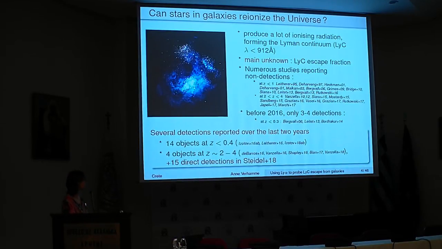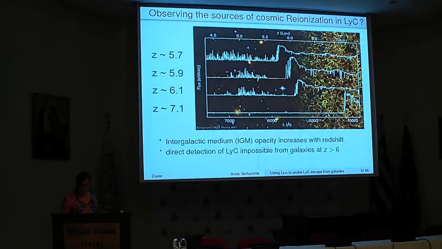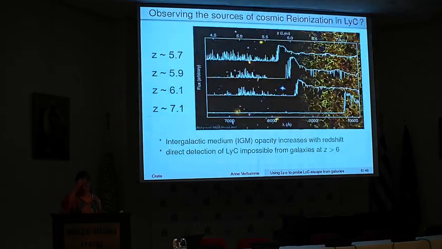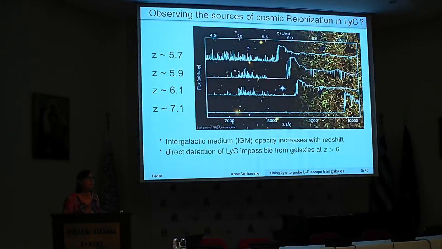And so far we have 14 known Lyman continuum emitters at redshift below 0.4, and 4 objects from redshift 2 to 4, plus new results which have been reported over the last months, and some new results to be reported during this conference, I think. So why is the highest redshift detection 4 so far, whereas reionization happened at redshift 6? This is because the IGM opacity is increasing with redshift. So it is impossible to directly observe Lyman continuum escape from galaxies at the epoch of reionization.